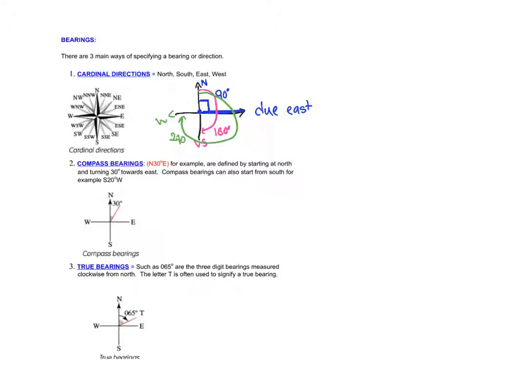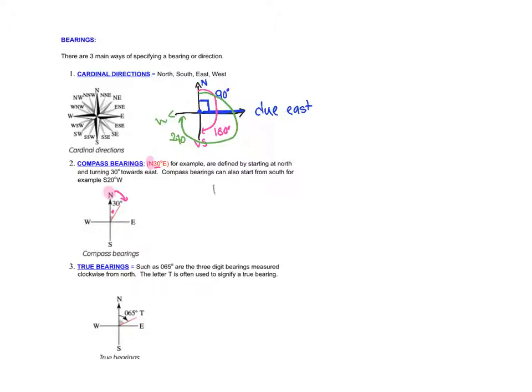All right. But mainly they're going to be using compass bearings and true bearings. With the compass bearing, they're always going to begin with either north or south. So see here, they're saying north, so we start here. Then it tells you how far you're going to move away from north and in what direction. Because it said east, I've gone 30 degrees towards east. So 30 degrees is that angle in there.